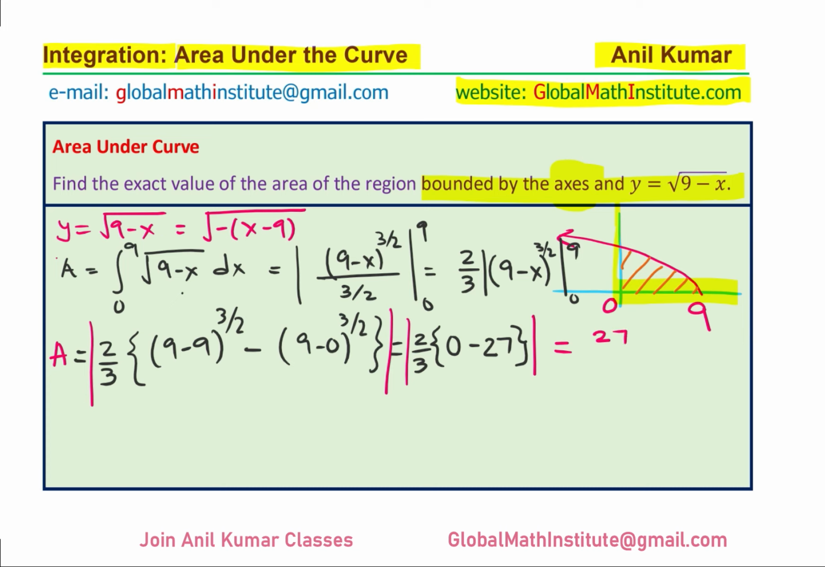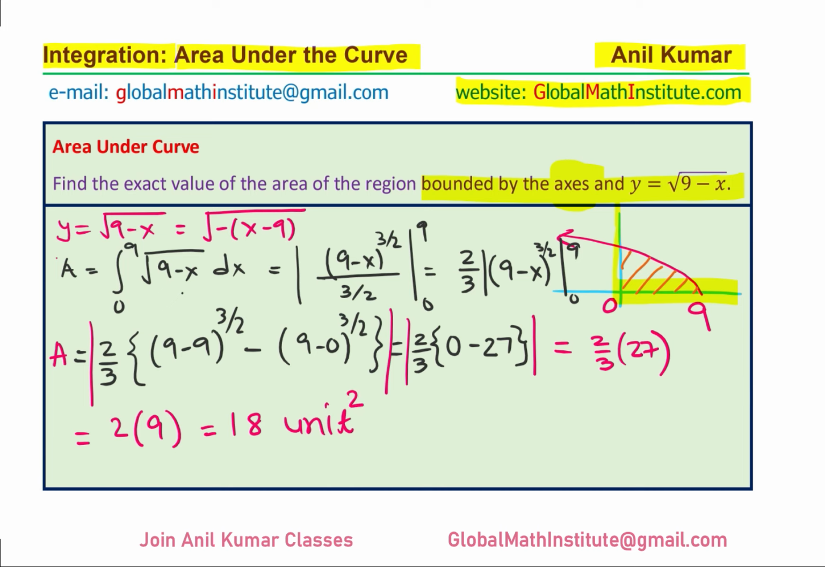Times 2 over 3, right? Well, let me write 2 over 3 times 27 as we have written. Perfect. Now that gives you the answer, which is 2 over 3 times 27, which means 2 times 9, right? Which is 18 units squared.